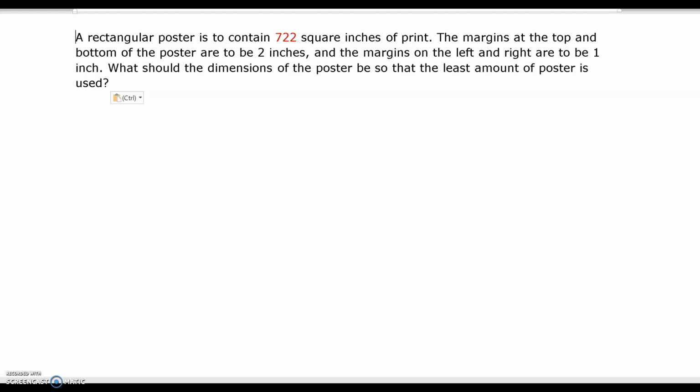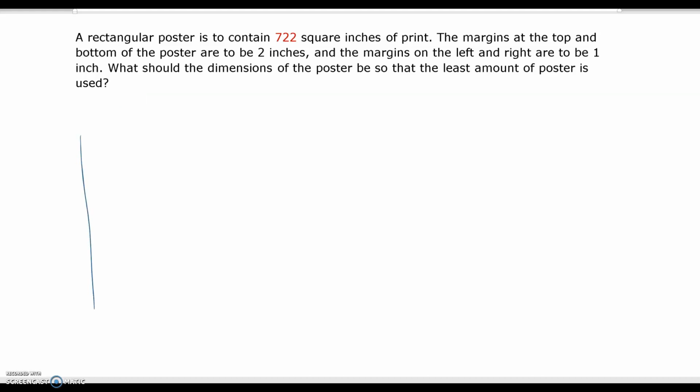A rectangular poster is to contain 722 square inches of print. The margins at the top and the bottom should be 2 inches, margins left and right 1 inch. What dimensions of the poster will use the least amount of paper? What should the dimensions of the poster be so that the least amount of poster is used?